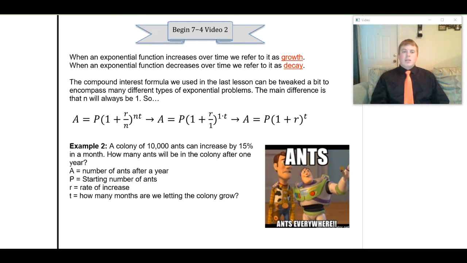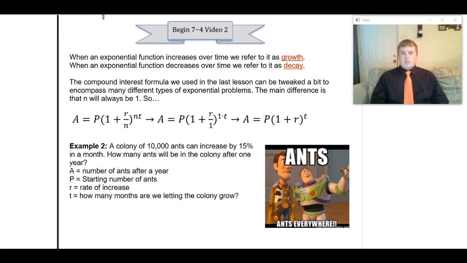Now, your growth and decay formulas are not given to you on the formula sheet. This might seem like a big deal, but we're going to show you a hack to figure out how you can get these formulas using the compound interest formula that they do give you on the formula sheet. Just to review, our compound interest formula from video 1 is A equals P times the quantity 1 plus R over N raised to the NT power.